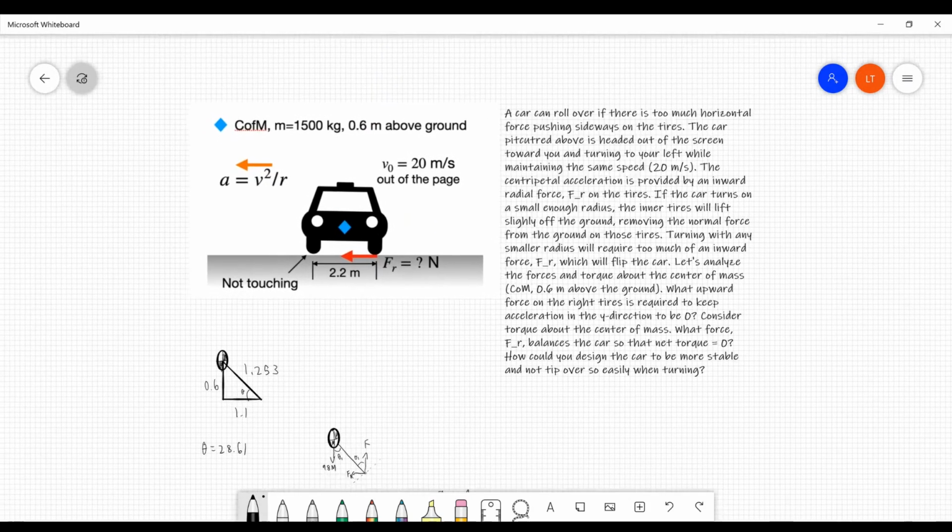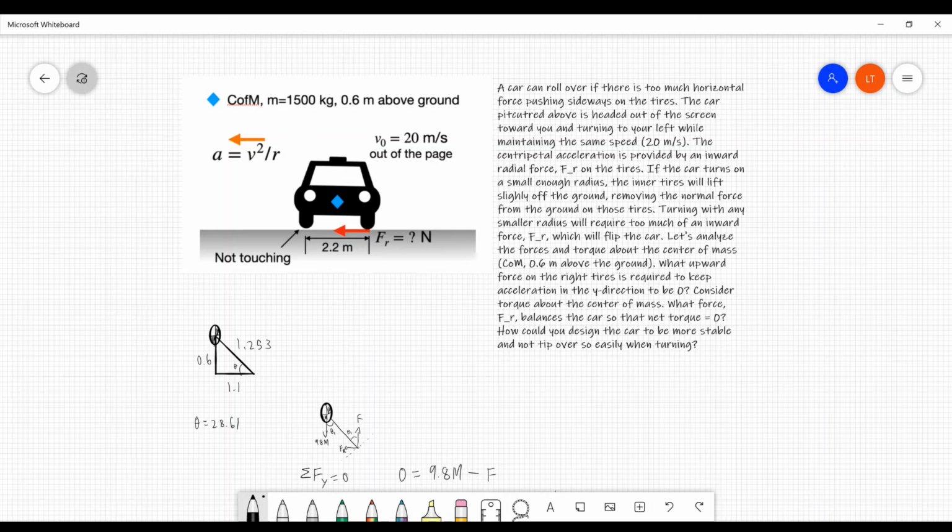So in this question, it says a car can roll over if there's too much horizontal force pushing sideways on the tires. The car pictured above is headed out of the screen towards you, turning to your left while maintaining the same speed of 20 meters per second. The centripetal acceleration is provided by an inward radial force, Fr, on the tires.